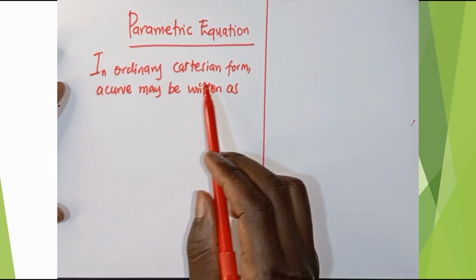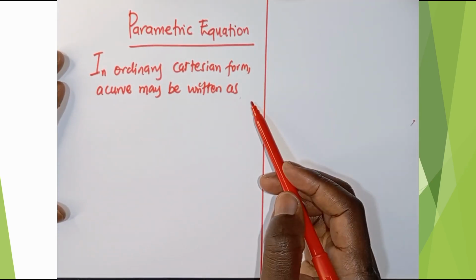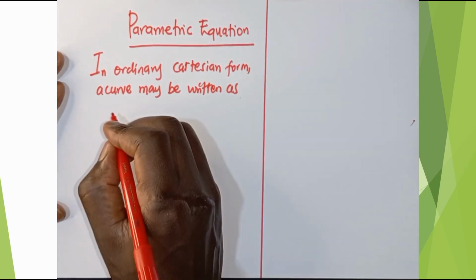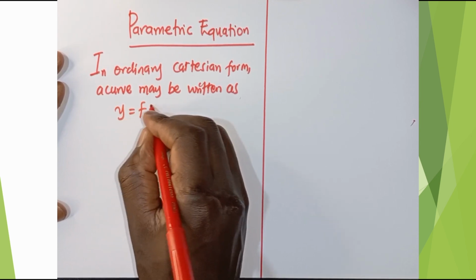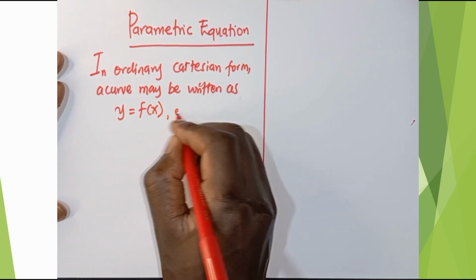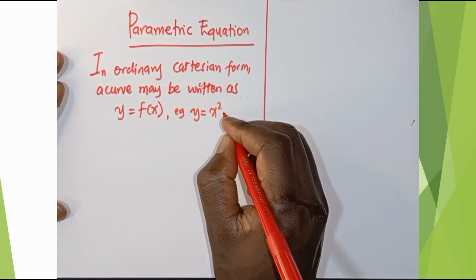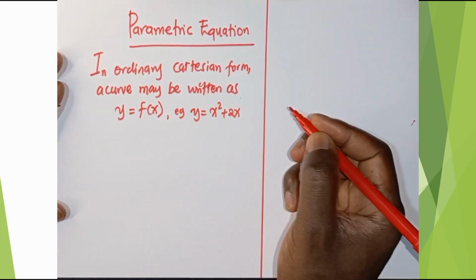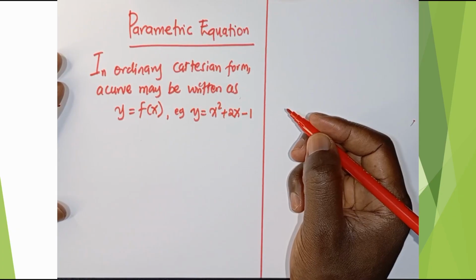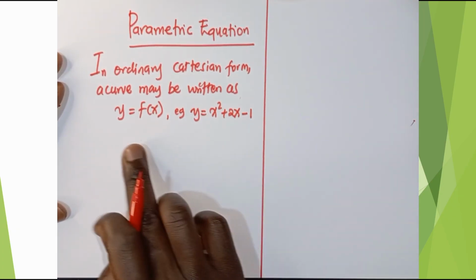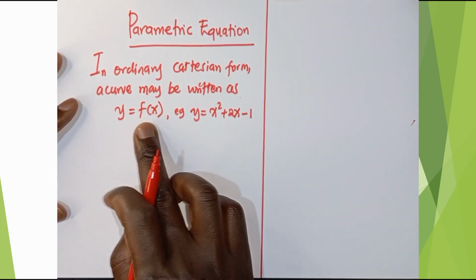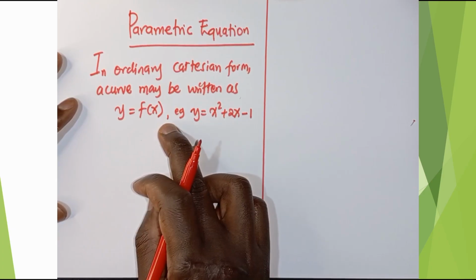So in ordinary Cartesian form, a curve may be written as, for example, y is equal to f of x. For example, we may say y is equal to x squared plus 2x minus 1. It may be written like this: y is equal to f of x, that is it.